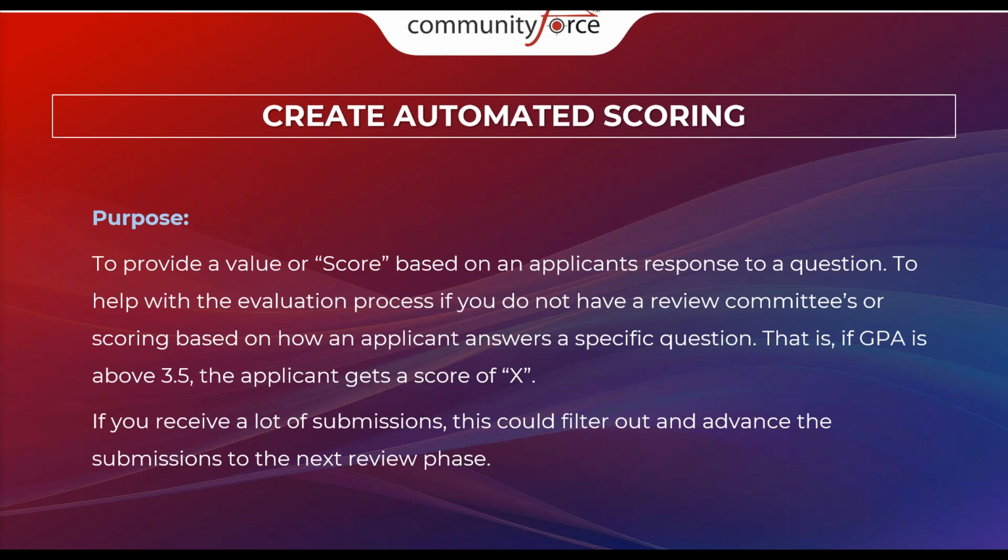So maybe if they have a GPA of a certain level, you want to give them a high score of maybe a 10 or a 15 or a 20. You want to give them a score based on that GPA. If it's a 4.0, maybe if it's a 3 to 3.99, you want to give them a score of 10. If it's, and so forth.